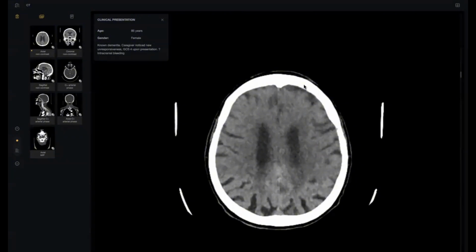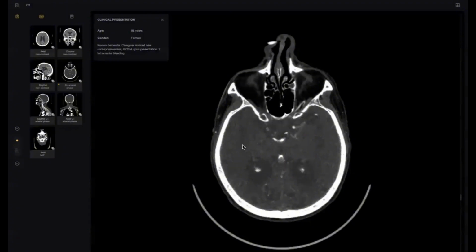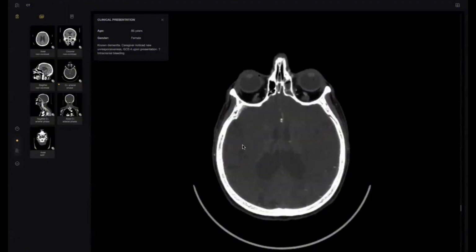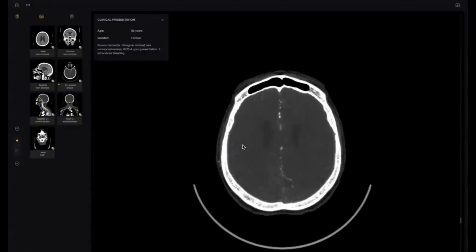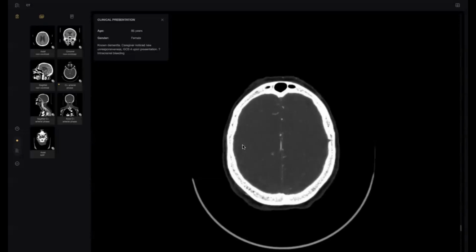I'm trying to look if there's anything else. I would like to check the other sequences, coronal and sagittal, to make sure if there are any other findings. See, this is post-contrast. Or arterial. This is arterial. Okay. Arterial phase angiography.